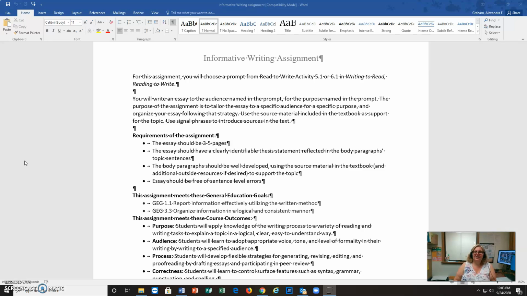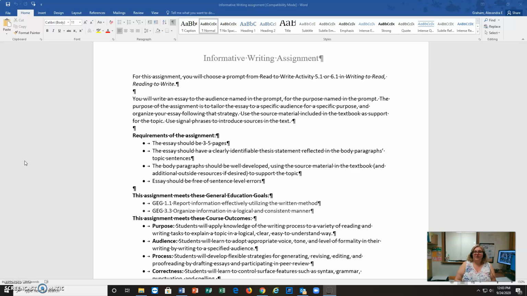The essay should have a clearly identifiable thesis, right, that is reflected in the body paragraphs' topic sentences. And if you're not 100% sure what that is, I do encourage you to go back and watch the 5-paragraph essay lecture, because I do explain that in a lot more depth. But the thesis statement should be really clearly identifiable. As a reader, I should be able to find that. And the body paragraphs should reflect back to the thesis statement.